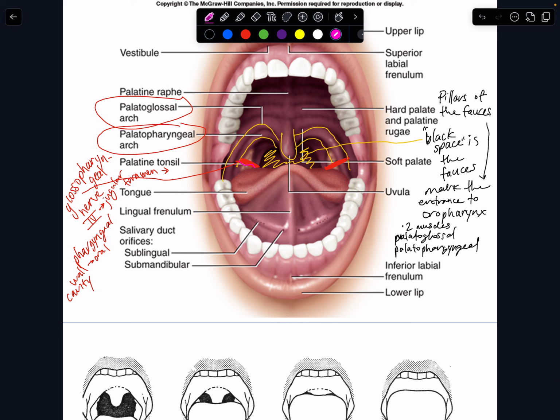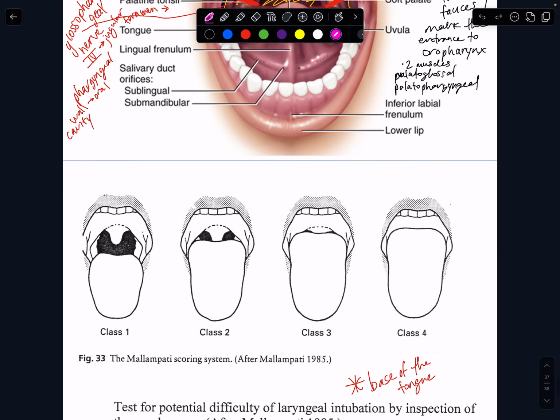This area right here, we might even find our cranial nerve 9 coming out of the jugular foramen to innervate those areas.